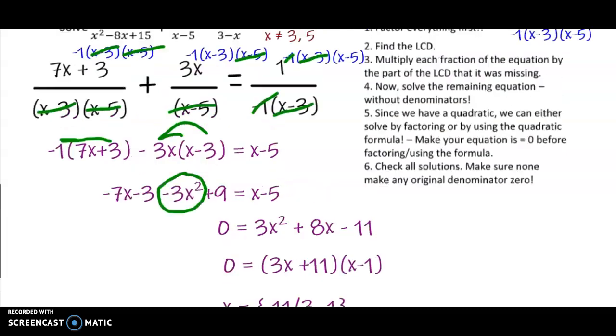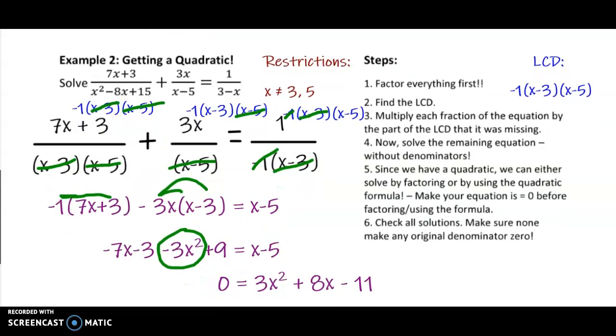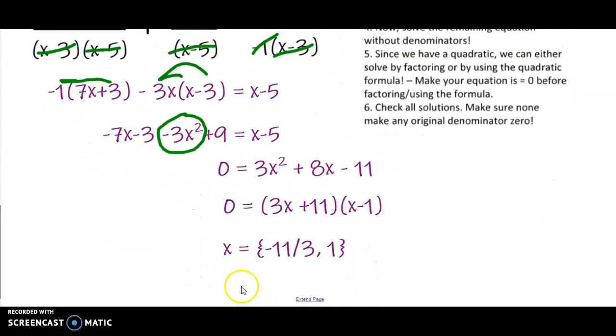When I go back and look at my restrictions, 3 and 5 are my restrictions. My answer is not 3 or 5, so that means both of those are solutions. So that is my final answer. Negative 11 over 3 and positive 1.